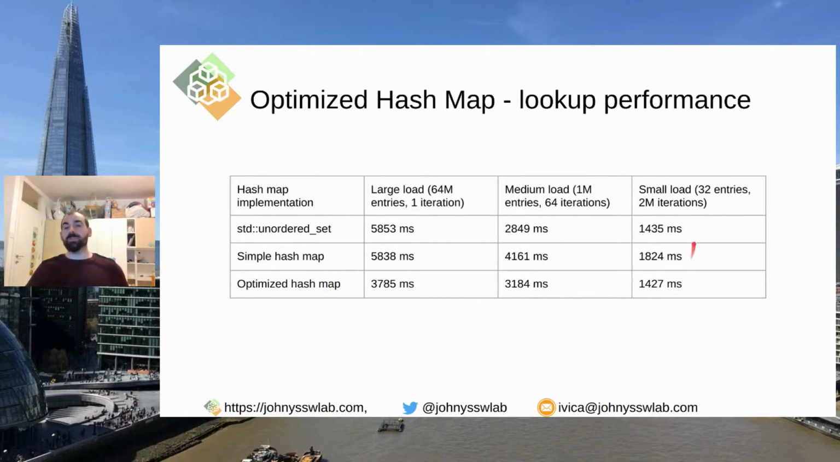For the small loads, the differences are smaller, as you can see here. So these things actually make a lot of sense if the hash map is large or medium, but if it's small, they don't. And as you can see, if you compare the std::unordered_set with this optimized hash map, the optimized hash map is faster for the large case, but it's actually slower for the medium case. I didn't investigate the reasons why, but that is how it is.